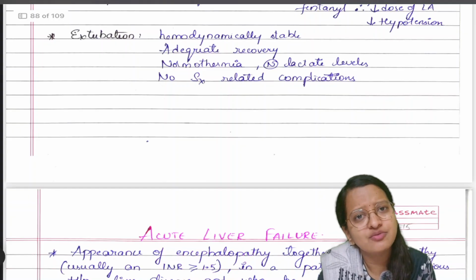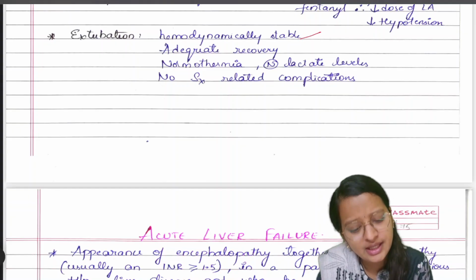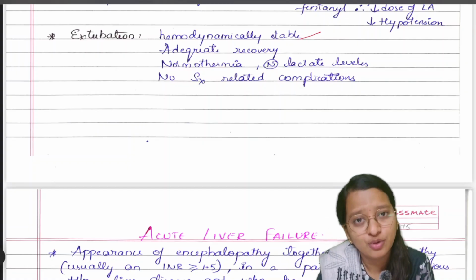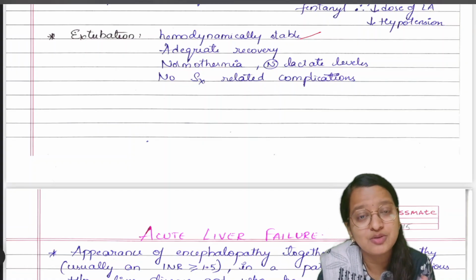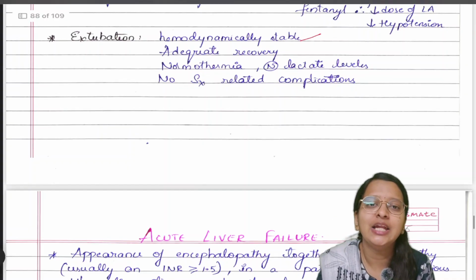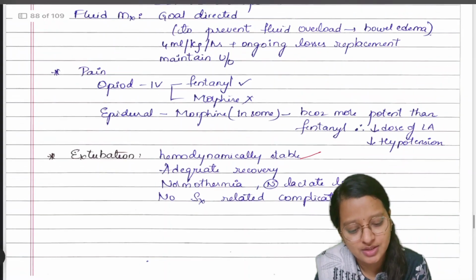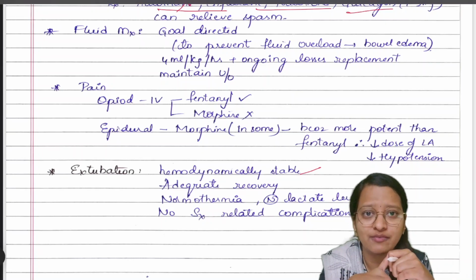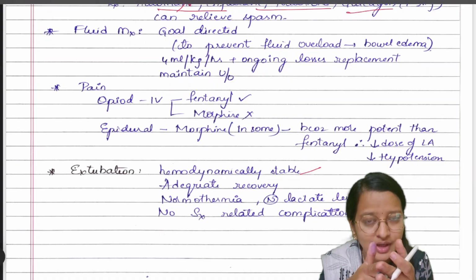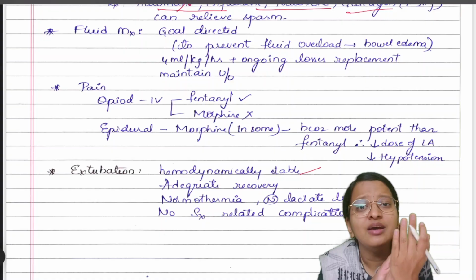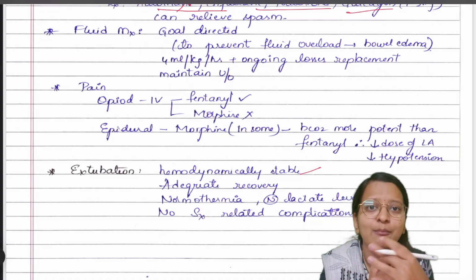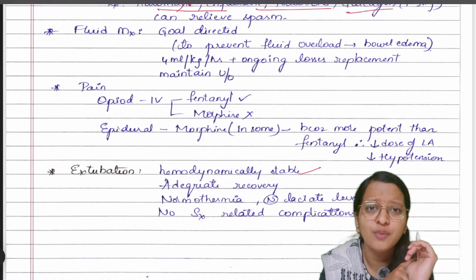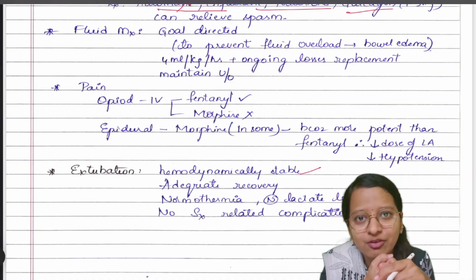Extubation, of course, we have to check for hemodynamic stability, adequate recovery, normothermia, no sepsis, normal lactate levels, and no surgical related complications. So for obstructive jaundice, we'll be writing about the causes of obstructive jaundice, the pathway, and especially your monitoring, flotrac monitors if it is a prolonged procedure and if you are expecting more fluid shifts.